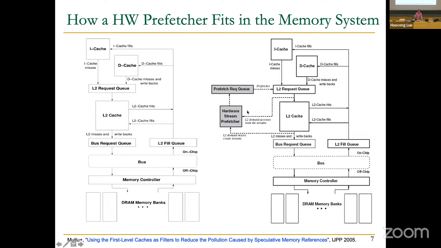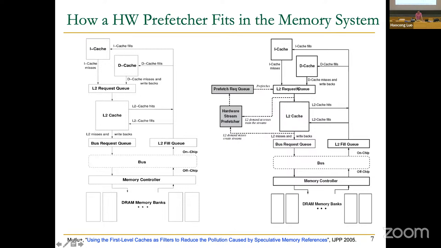This is just one example, but to make things concrete, I wanted to show you this. And you can see that this is an old type of system because at that time, memory control used to be off chip. Today, memory control is on chip also, on the processor chip. But if you look at this system, this is L1 caches and then L2 cache and then the memory controller, et cetera. But one hardware prefetcher may be next to the L2 cache.